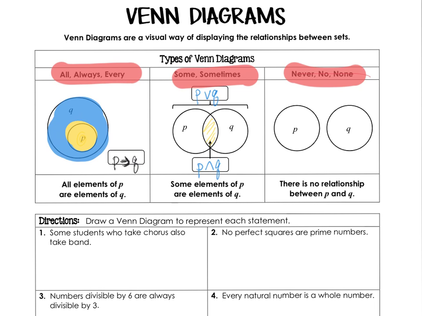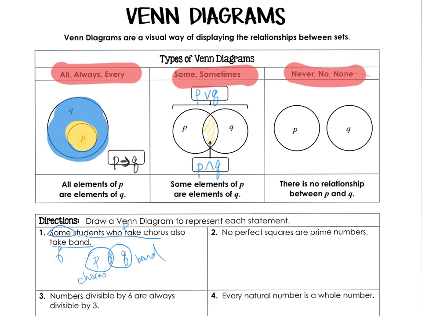So let's look at some practices here. We're asked to draw a diagram to represent each statement. Number 1: some students who take chorus also take band. So if we call students who take chorus P, and students who take band Q, we can say P is here, Q is here. And obviously, students who take both are included as well. Or you can just say this is chorus, this is band.